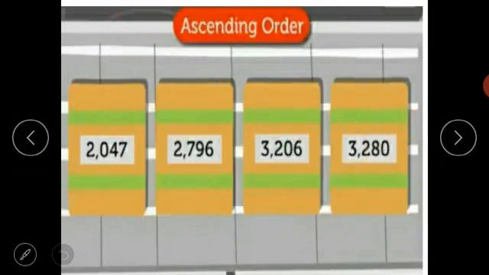So write the smallest one, 2047, in first place. Next 2796, 3206, then 3280. This is smallest to biggest number, so this is called ascending order. Is this ascending order clear?